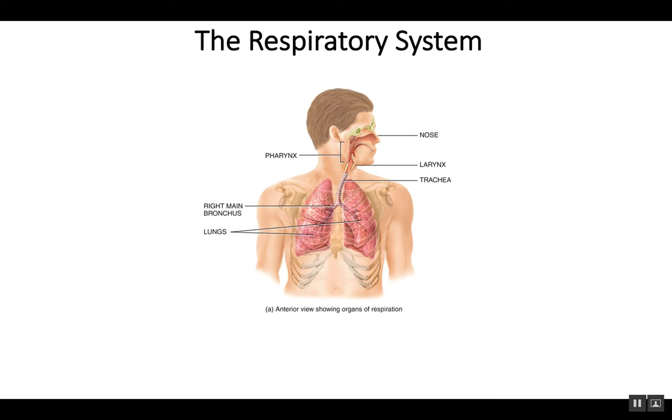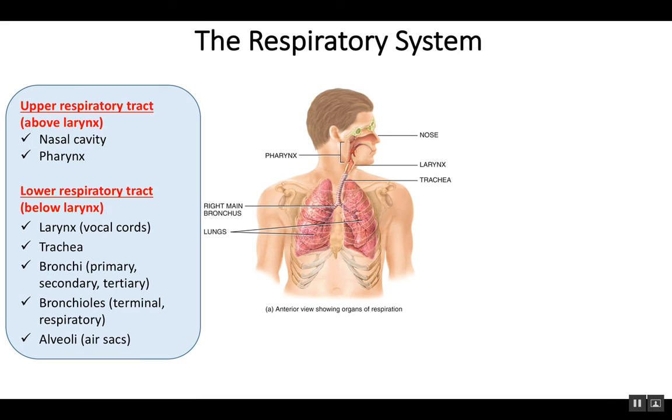We divide up the respiratory system either anatomically or functionally. We're going to first look at the anatomical divisions. We have what's known as the upper respiratory tract, which is everything above the larynx. So that includes your nasal cavity, your pharynx, which actually has 3 regions that we will look at. So that's classically considered the upper respiratory tract.